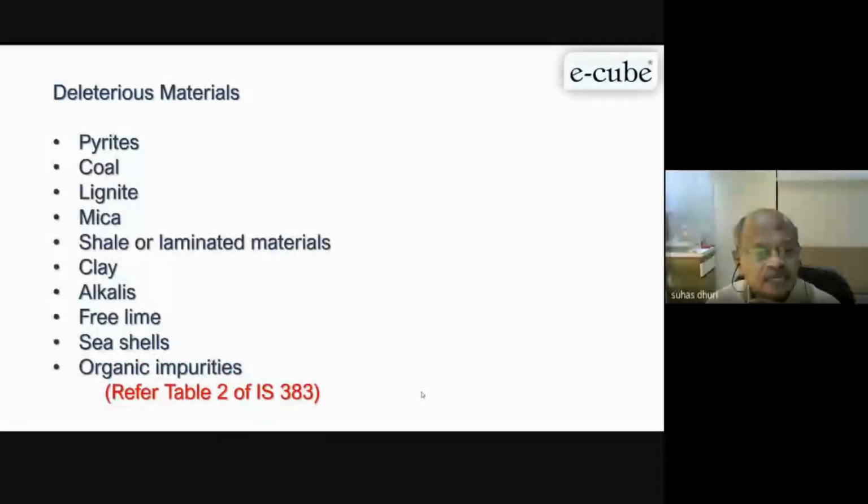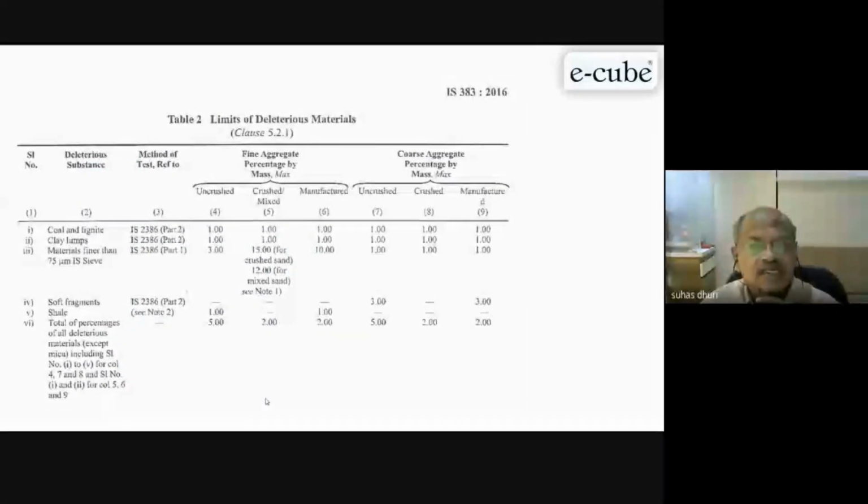Now what are the deleterious materials in this? Pyrites, coal, lignite, mica, shell, laminated material, clay, alkalis, free lime, sea shells, organic impurities. These are the deleterious materials available in the fine aggregate, also in coarse aggregate. Table 2 in IS 383 gives what the materials are and what their limitations are, especially for fine aggregates. So one has to test it and only then can we use it. So these are the limitations, IS 383:2016. Coal, lignite, what are the limits? They are given for crushed, uncrushed, manufactured, and crushed, for the coarse aggregate and the fine aggregate. And this is the reference test code.